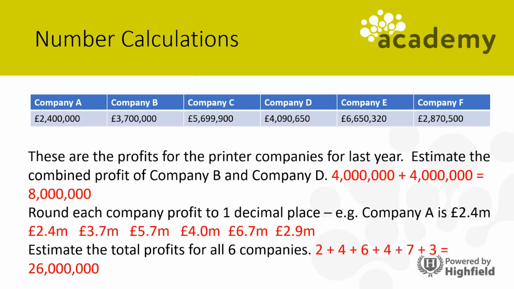In the first question, the combined profit from companies B and D would be 4 million plus 4 million equals 8 million. And rounding each company profit to 1 decimal place would be 2.4 million, 3.7 million, 5.7 million, 4 million, 6.7 million, 2.9 million. And if we estimate the total profits for all 6 companies, well, that's just 2 plus 4 plus 6 plus 4 plus 7 plus 3, which equals £26 million.